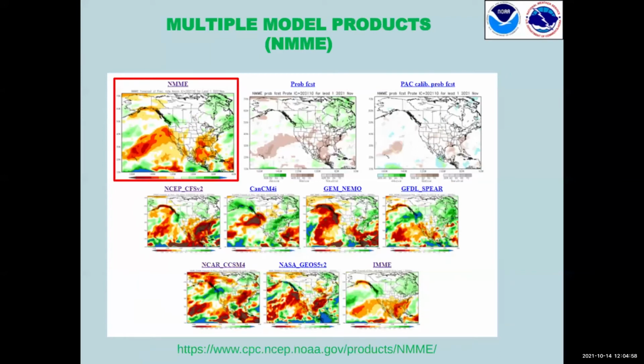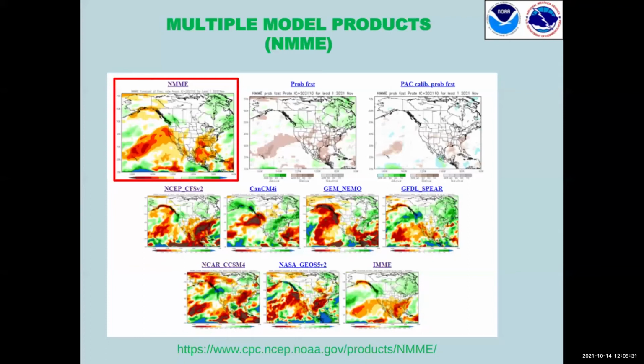Now we'll talk about the multiple model ensemble. There are a number of models out there that I don't know all the details of, but NCEP puts together a product called the National Multiple Model Ensemble. That product takes information from a number of different long-range weather models. In that red box is the National Multiple Model Ensemble graphic, and again, this is for the month of November lead time.